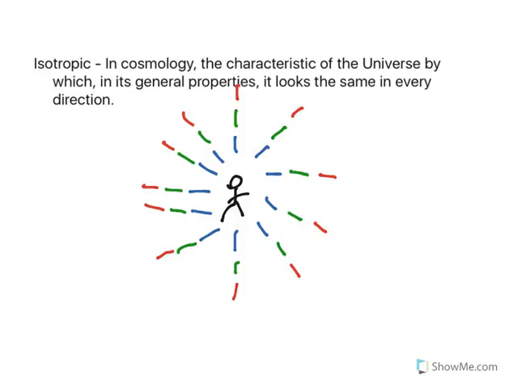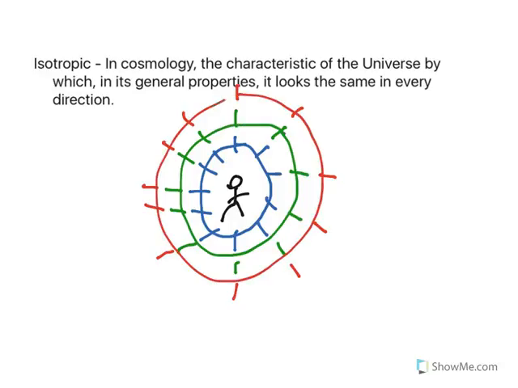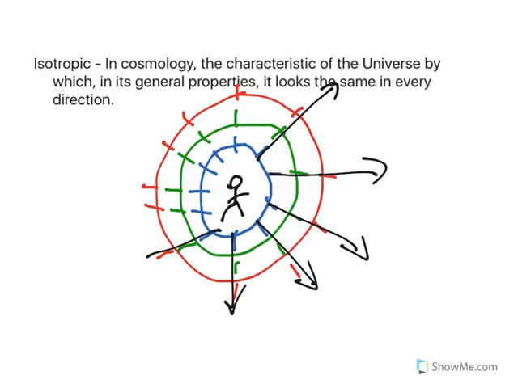Each one of these is an example of isotropic. Notice the first ring, you see blue everywhere. The next ring out, you see green everywhere. And the next ring out, you see red everywhere. So isotropic means that everywhere you look, you see the same thing, but it doesn't have to be exactly the same along the same line. So as long as the rings are the same, as you look out, then you can say everything is isotropic.